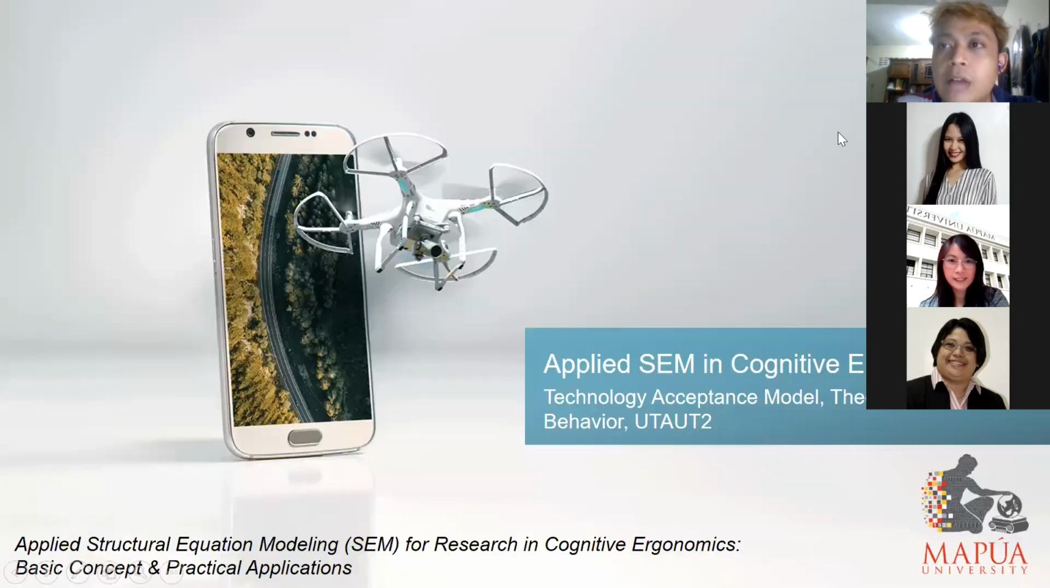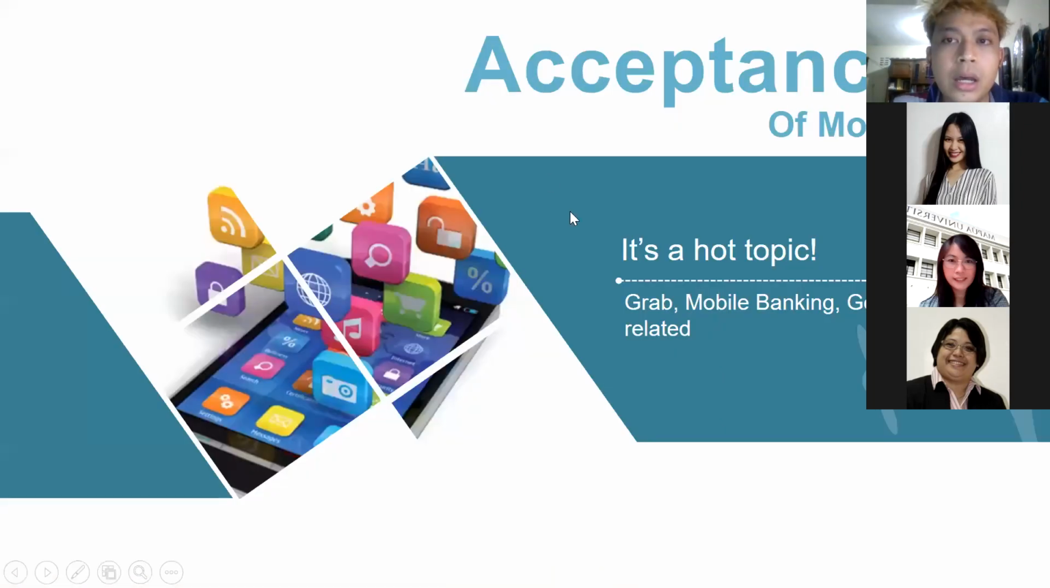Okay, now we can go to some of the important models, but don't worry, everyone will learn this in more detail with Dr. Satrias, because this is close to consumer behavior. About the technology acceptance model, theory of planned behavior, UTAUT, UTAUT2, protection motivation theory, and so on. But anyway, the acceptance of mobile applications is a hot topic.